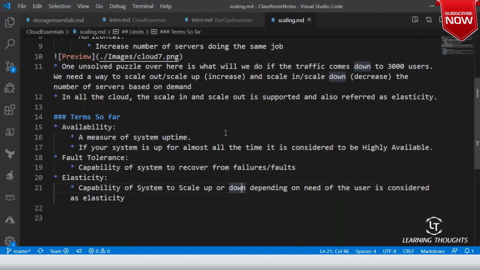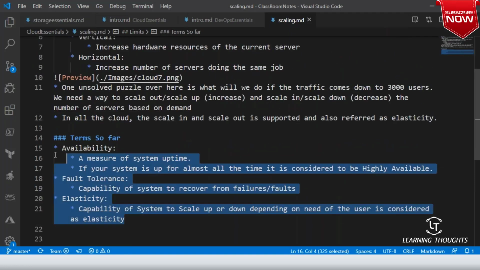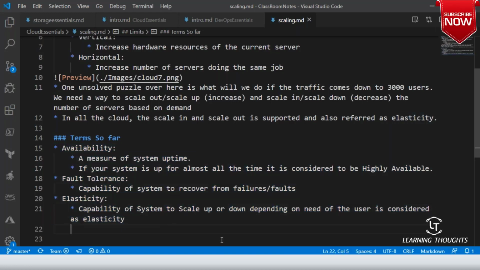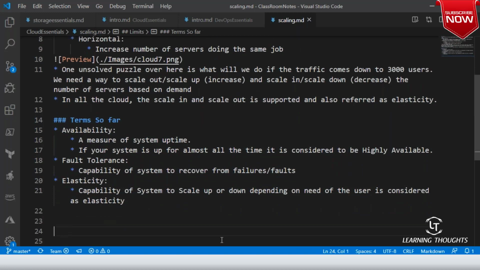Now, in cloud, all the time you come across these three terms: availability, fault tolerant, and elasticity. Now let us see what else basically comes into play. I have to define an important thing which is called virtualization. Okay, so before I get into virtualization, I want to explain who decides the elasticity.